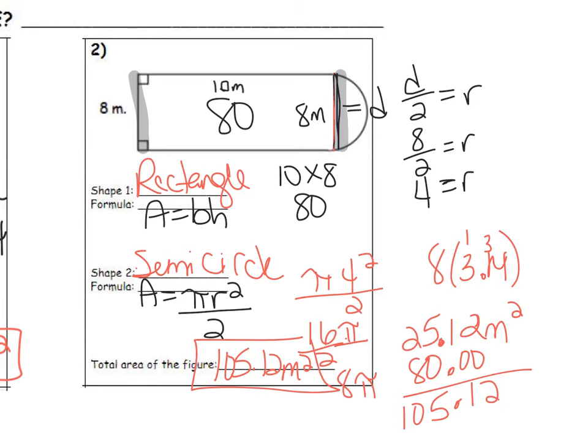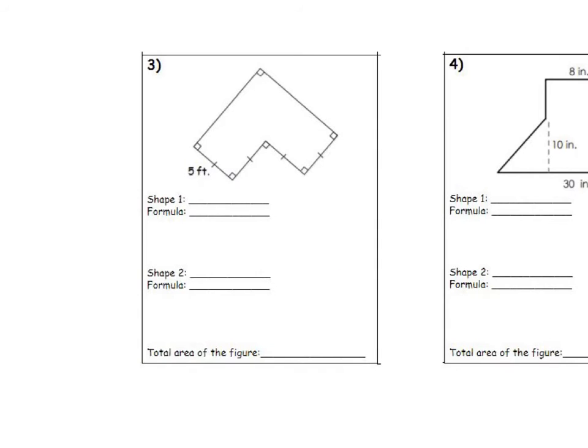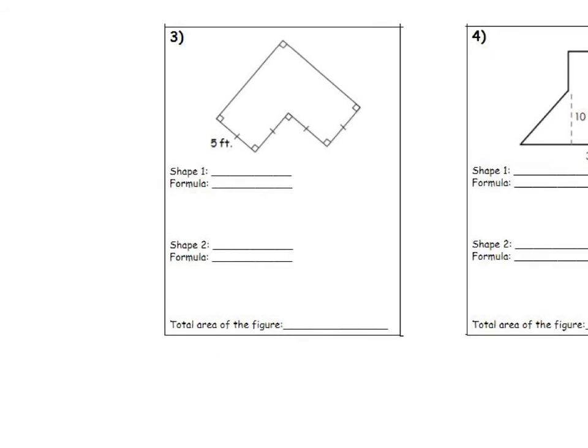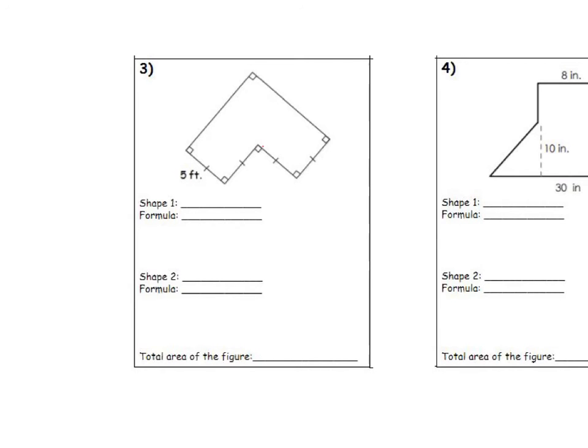And that is my answer for my composite figure. Okay, on this next one, again, if you notice, we still have the 2 shapes. We're going to go ahead and put a line somewhere. So I could put the line on this side here. Okay, so that means that you have a rectangle and a square.